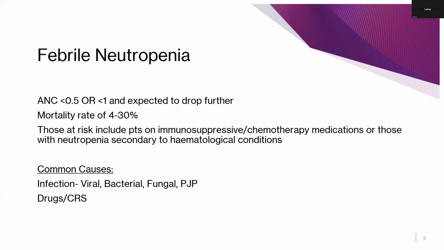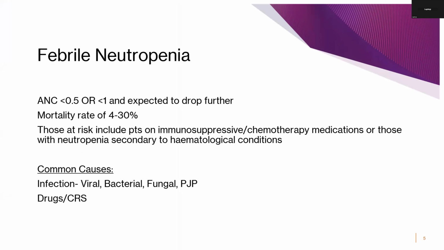So we know with febrile neutropenia, the definition is an absolute neutrophil count of either less than 0.5, or less than 1 and expected to drop further. The mortality rate is between 4 and 30%, so up to 1 in 3 patients can die. And this is from Australian data.